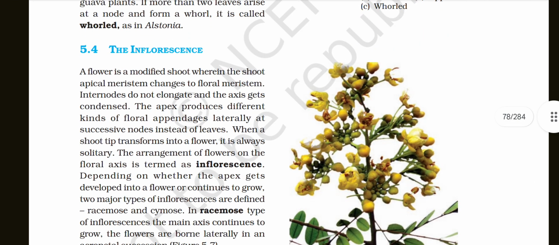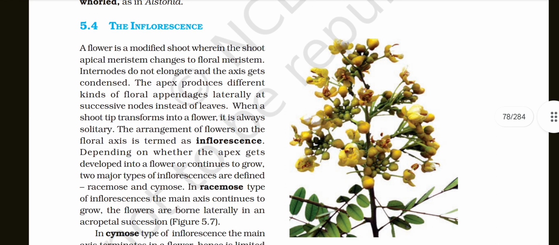The inflorescence. A flower is a modified shoot wherein the shoot apical meristem changes to floral meristem, internodes do not elongate, and the axis gets condensed. The apex produces different kinds of floral appendages laterally at successive nodes instead of leaves.